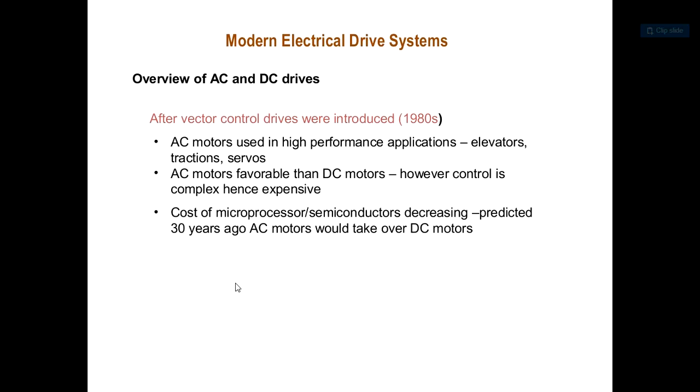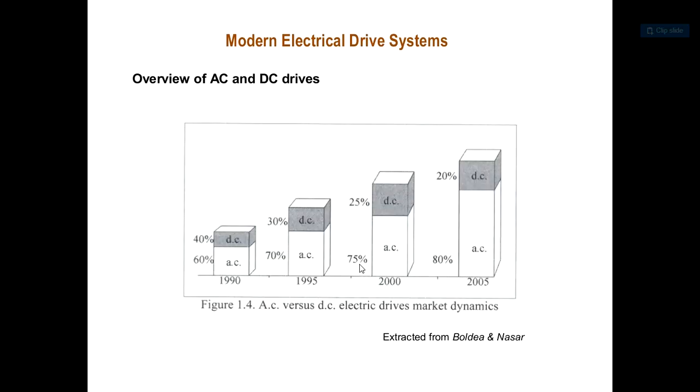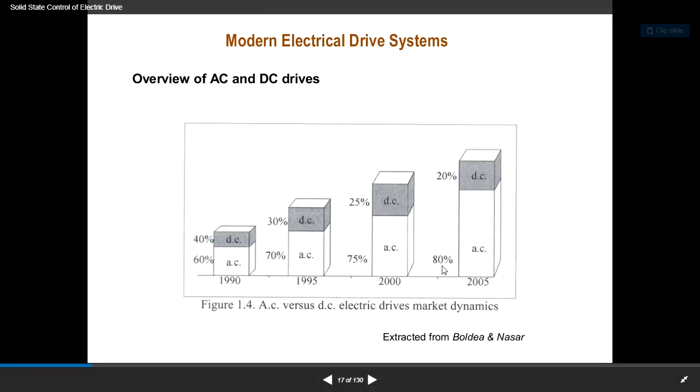In the 1980s, the scenario was completely changed. AC motors started running in high performance applications, elevators, traction, servos, and since the cost of converters and microprocessor semiconductors started decreasing, AC drives grew. This is how the scenario was in the 1980s. In 1990, it was 60% AC and 40% DC, then in 1995, in just 5 years, 70% AC and 30% DC. In the next 5 years, in 2000, we had 75% AC and 25% DC, and in 2005 AC 80% and DC 20%, and DC is again decreasing day by day.